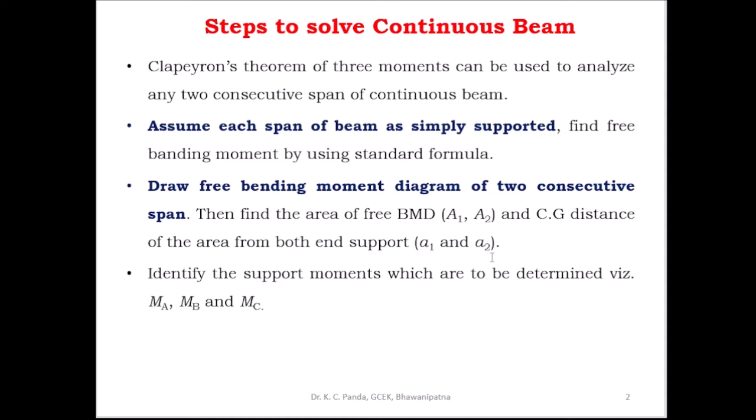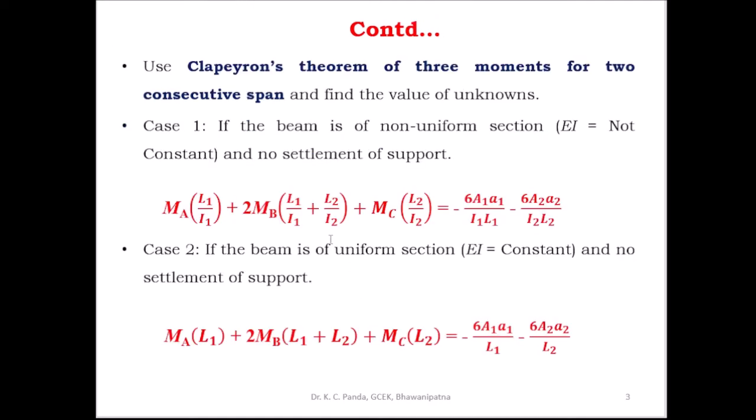Then find the area of the free BMD, A1, A2, and the CG distance of the area from both end supports, that is small a1 and small a2. Then identify the support moments which are to be determined, MA, MB and MC. Then use the Clapeyron theorem of three moments for two consecutive spans and find the value of the unknowns.